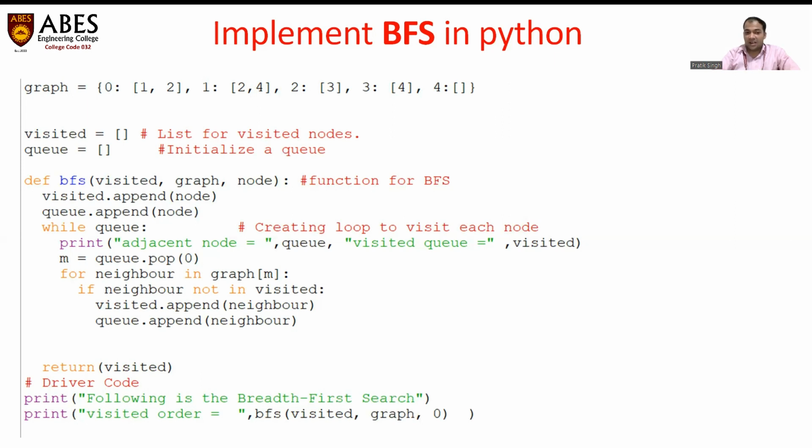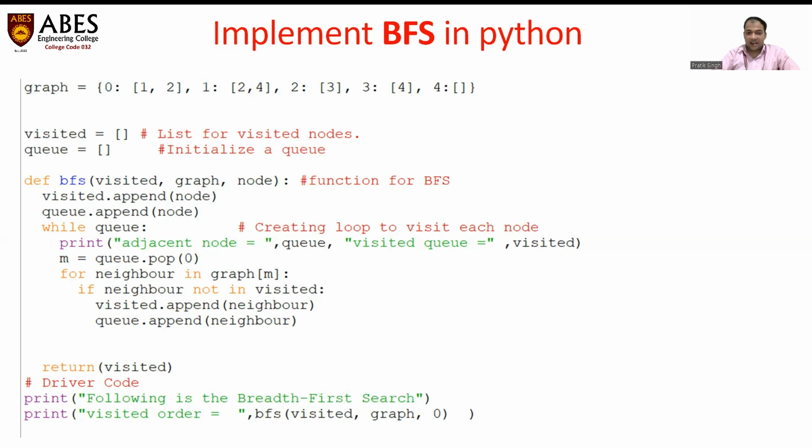Queue dot append: the queue is also enqueued with the starting node. While queue means until the queue has a value, the loop continues to execute. This prints the adjacent node; this is for visualization. And m equal to q dot pop 0 dequeues the element from our queue.